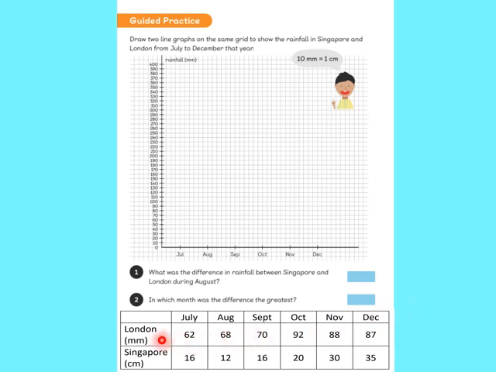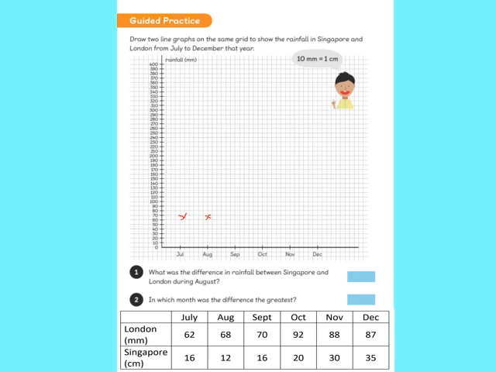Now, London's measurement is in millimetres, and the graph is also in millimetres, so that should be quite simple. So in July, they had 62 millimetres of rainfall. So if I get my pen and I go to July, I go up to 60 and maybe just slightly above it, I can put my little cross there. You'll be able to do it better than me. Okay, and if I look for August, that would be 68 millimetres. So again, I can go to August, go up to 60 and just above it if I can. There we are, and put it in there.